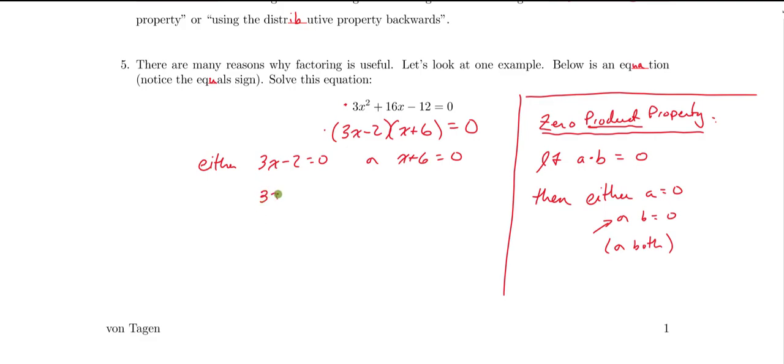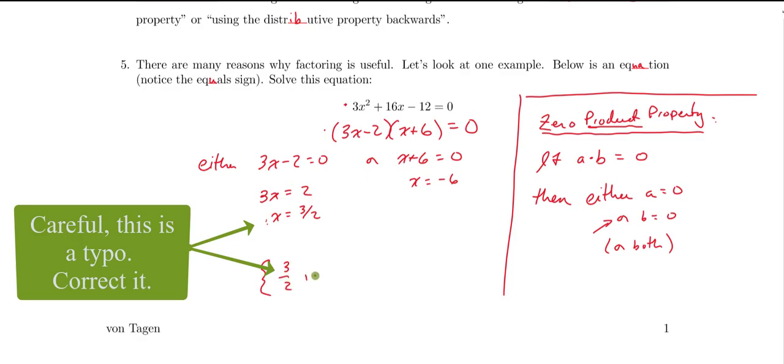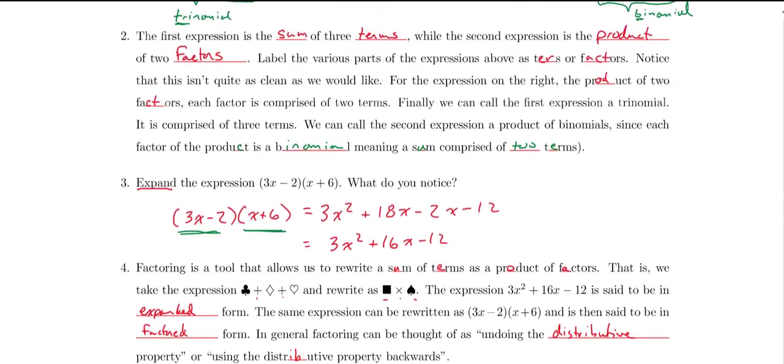We get 3x minus 2 is equal to 0, or 3x is equal to 2, or x is equal to 2/3. That's one of the numbers, and you can verify. If you take that, plug it back into this quadratic equation, you will get 0, or x is equal to -6. So that gives us the two solutions, and you can verify that each of those solves this quadratic equation.